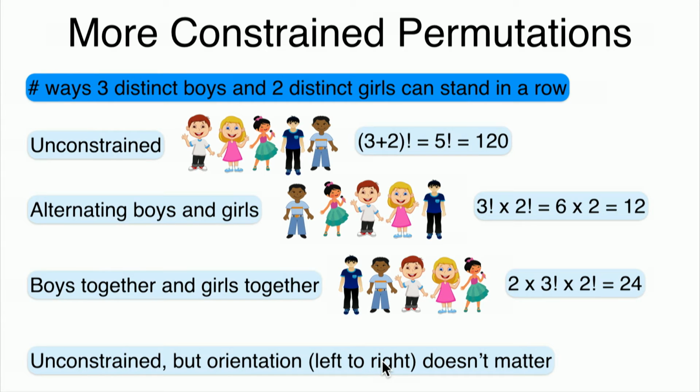Namely, if we have the same arrangement, where this boy is here on the left and so on, and we count it as the same as the arrangement where they're organized in the reverse way, then the number is going to be 120, or 5 factorial divided by 2, which is 60. Right?